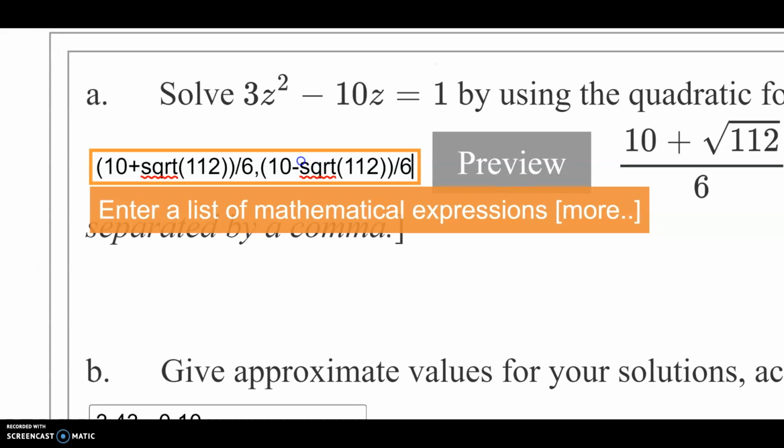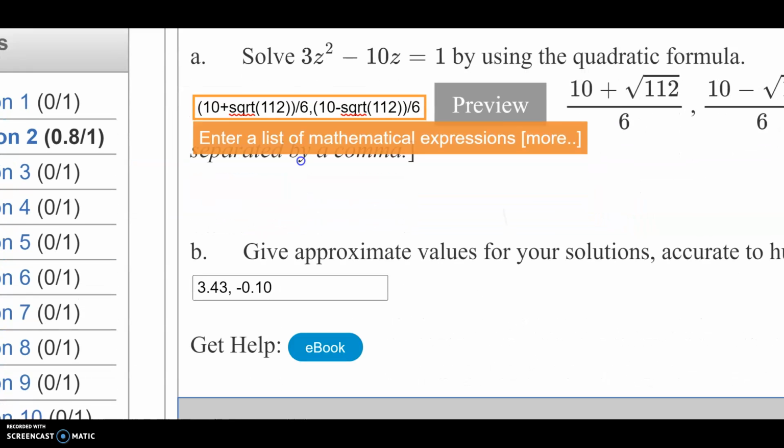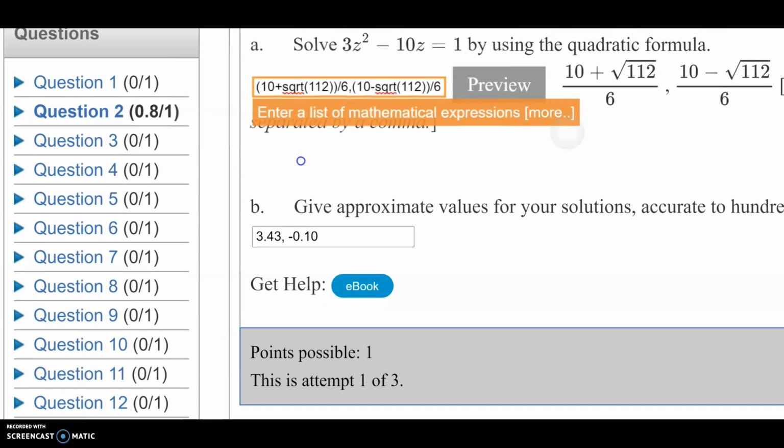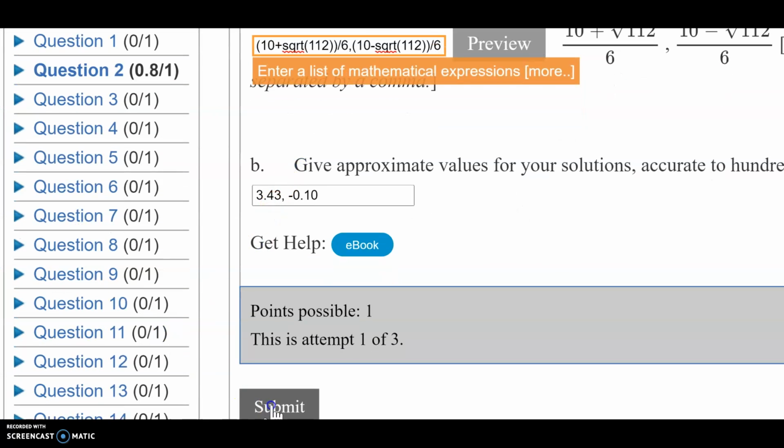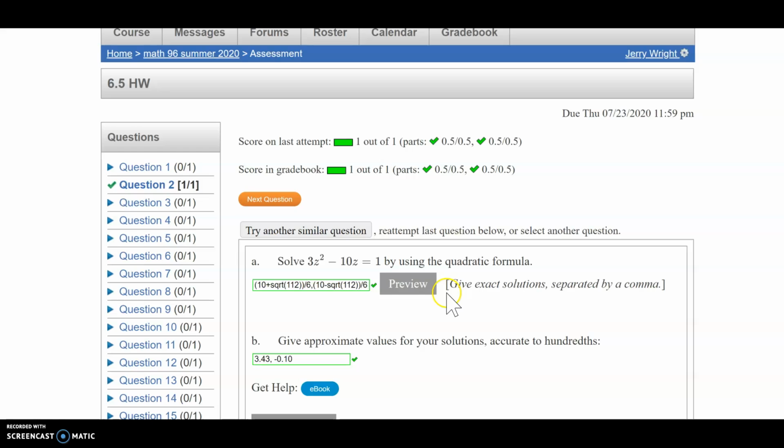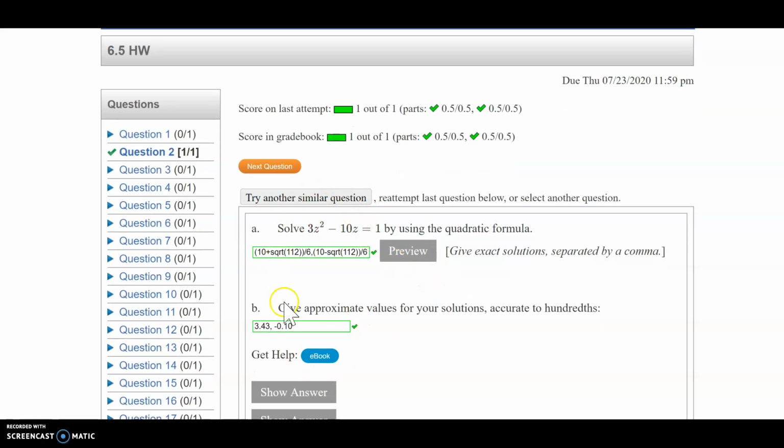All right. Now let's check, make sure we got the right answer here. So let's click submit. All right, and they both turned green, so we know we got them correct.